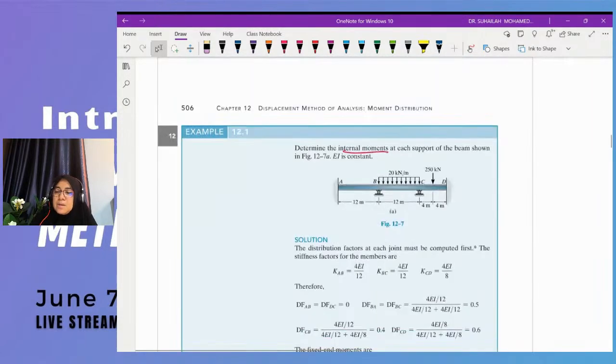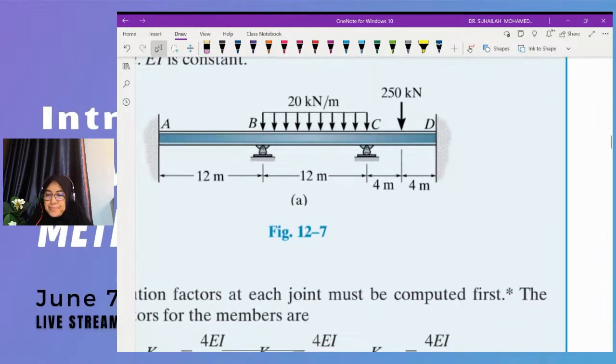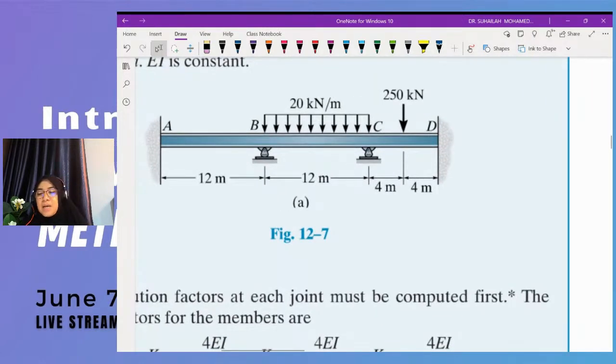Okay, this is the beam. This is a continuous beam. There are three members: member AB, member BC, and member CD. There is no load on member AB. Member BC is loaded by a uniformly distributed load of 20 kilonewton per meter, and there is a point load at the center of member CD.